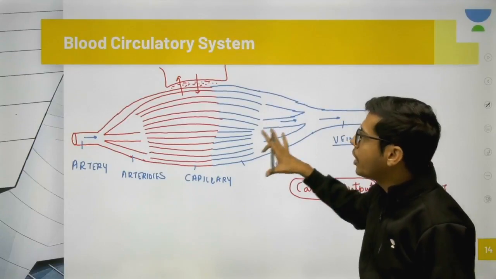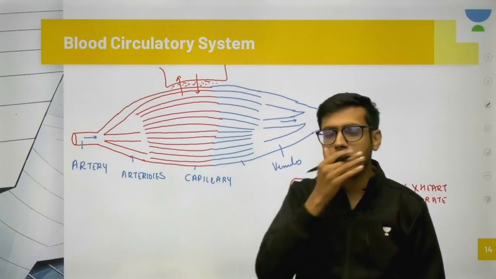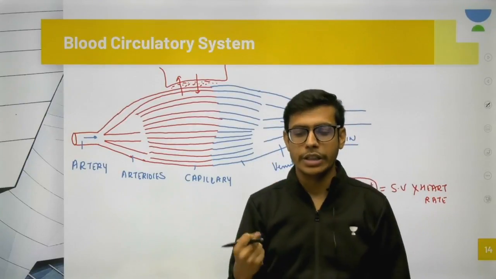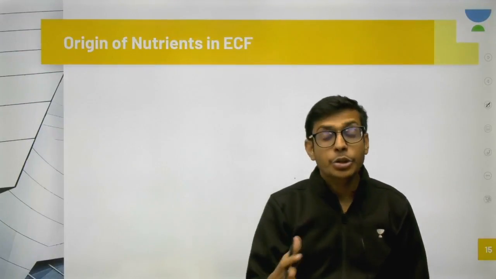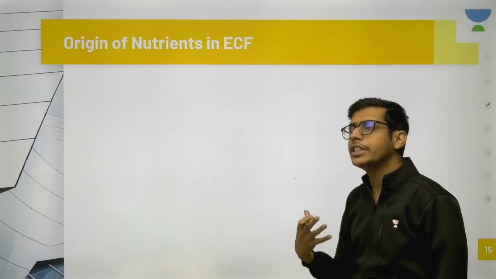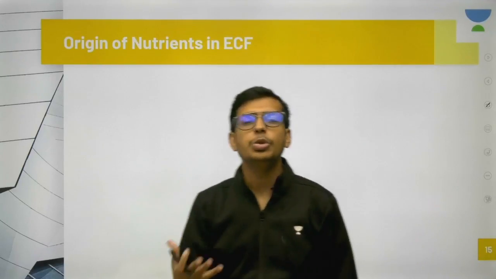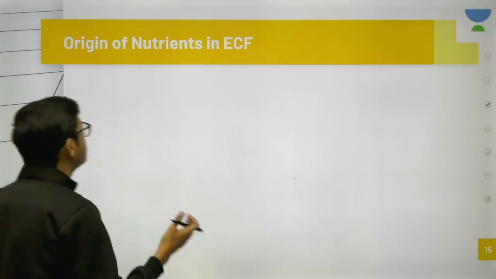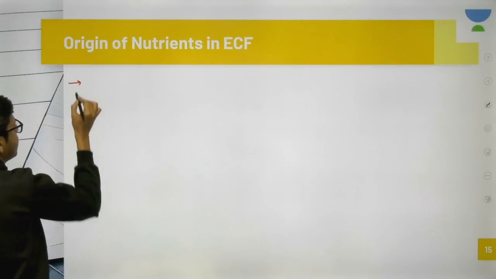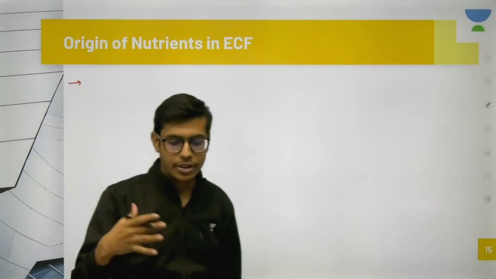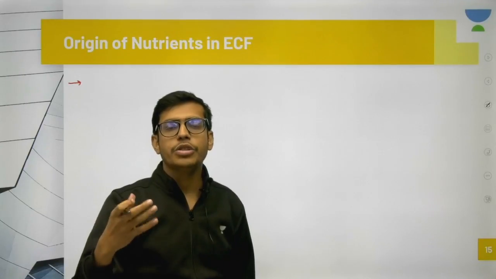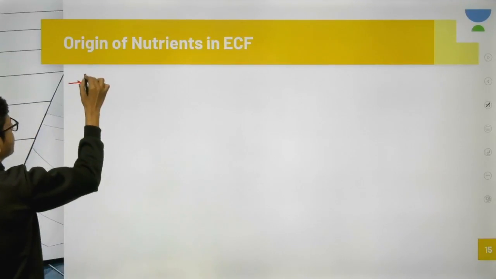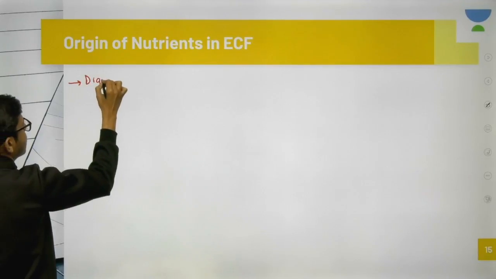So what all things it does? First, it will take nutrients, right? It will take nutrients in the ECF. So ECF, where does ECF get its nutrients from? Anyone? Where does ECF get its nutrients from? So what would we say? So ECF gets its nutrients first from the digestive system, right? So it will get its nutrients from the digestive system or GI tract.